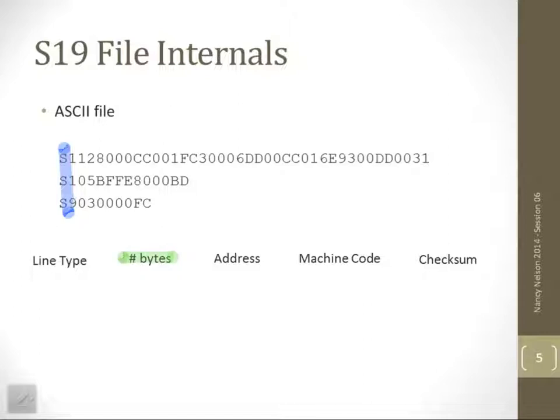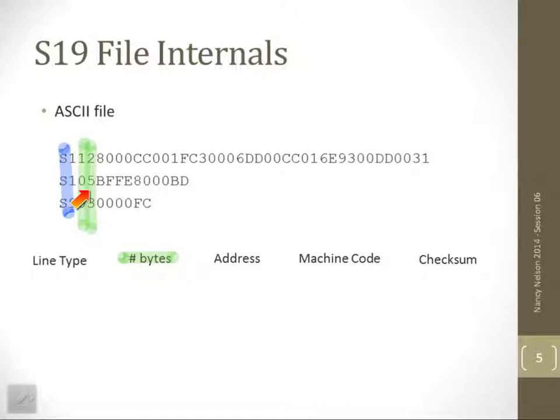The second bit of information is the number of bytes. So the next 2 characters represent the number of hexadecimal bytes that are going to follow on each line. So if we look at the last line first because it's short, it tells us that there are 3 bytes. So remember, each hexadecimal digit represents half a byte or a nibble. So 2 digits make a byte. So our first byte is 00, our second byte is 00, our third byte is FC.